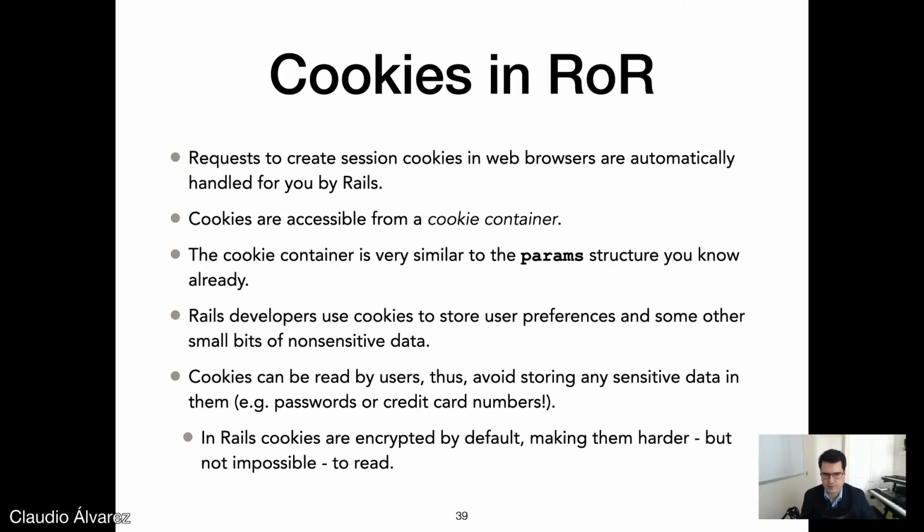So requests to create session cookies in web browsers are automatically handled for you by Rails. Cookies are accessible from a cookie container. The cookie container is very similar to the param structure you know already. Rails developers use cookies to store user preferences and some other small bits of non-sensitive data. Cookies can be read by users, thus avoid storing any sensitive data in them, passwords or credit card numbers, of course. In Rails, cookies are encrypted by default, making them harder but not impossible to read.